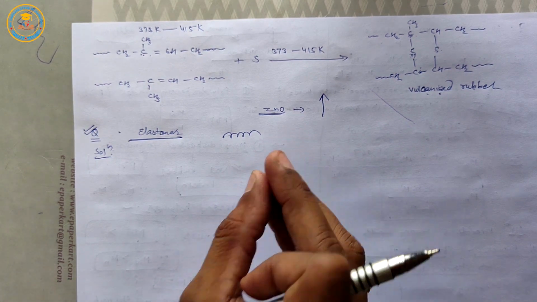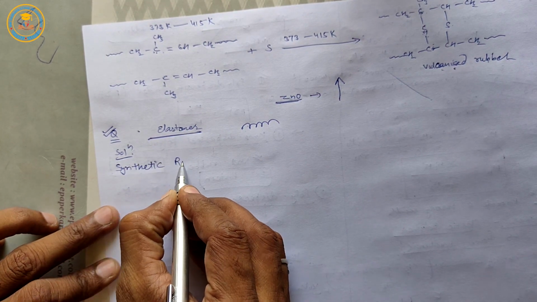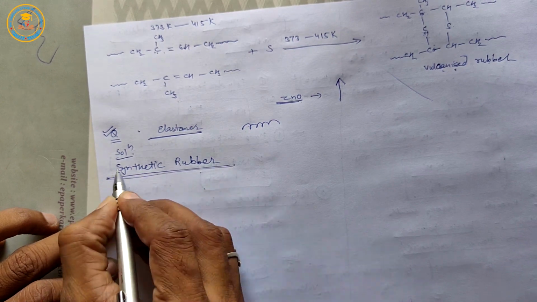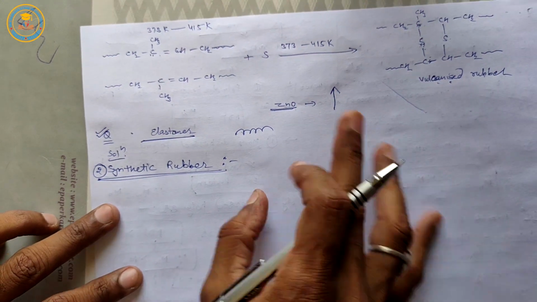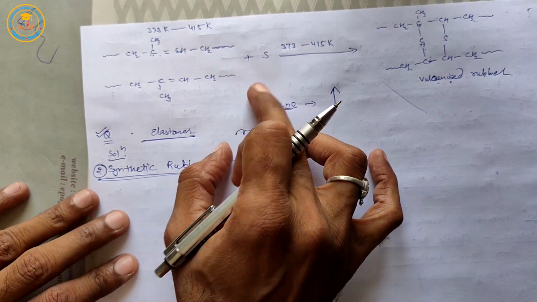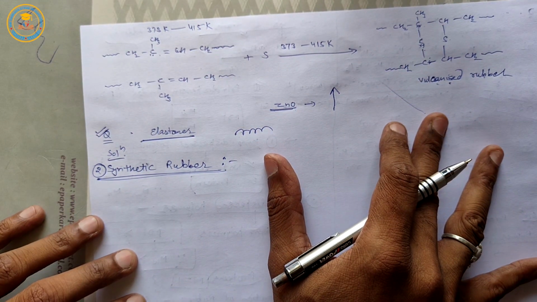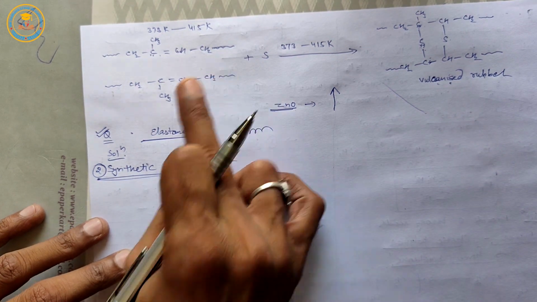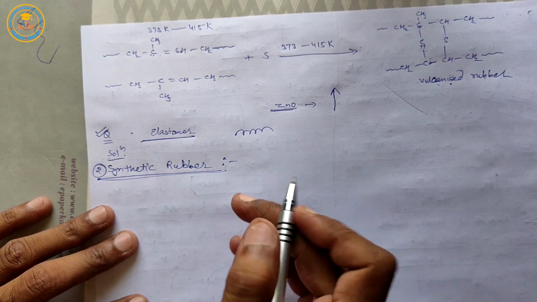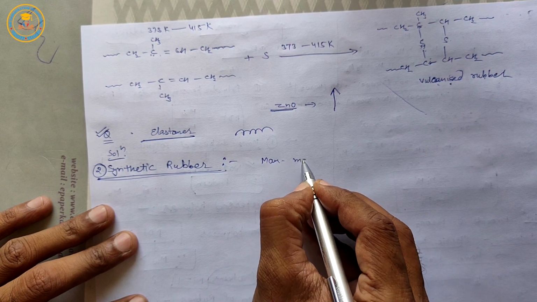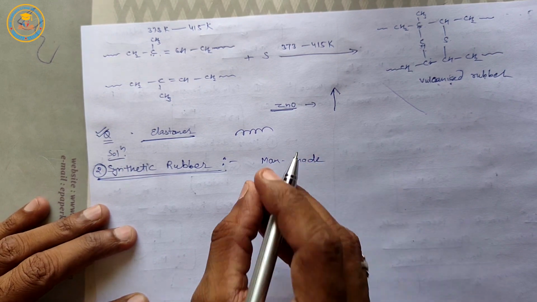Now the next point is synthetic rubber, the second type of rubber. The vulcanization process is very important for your competition and board examination. So after natural rubber, the second type of rubber is synthetic rubber. Synthetic rubbers are man-made and have physical properties similar to those of natural rubber.